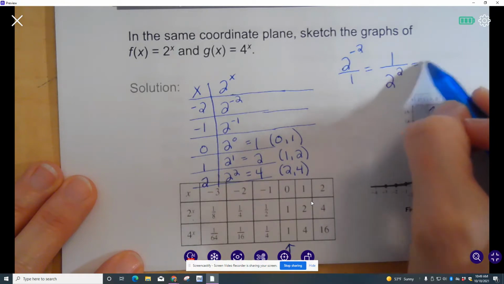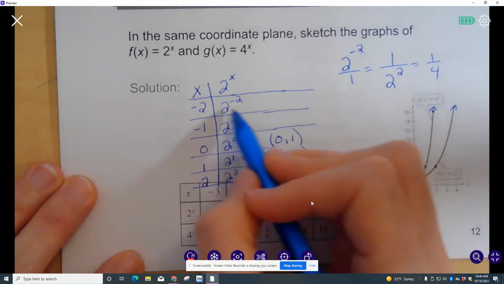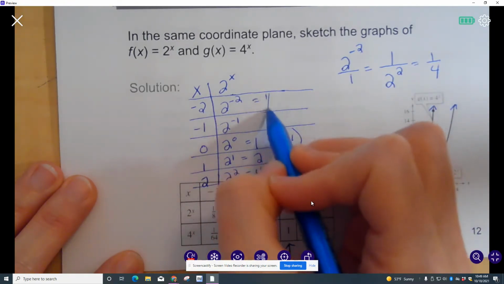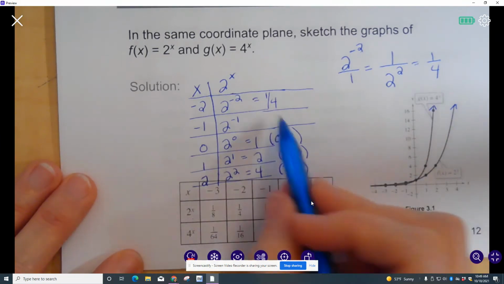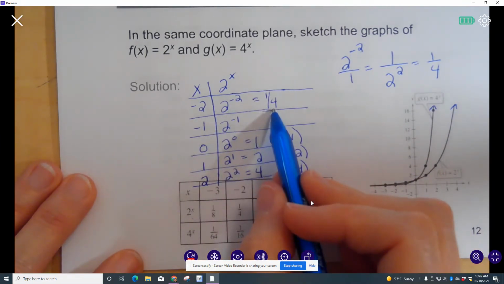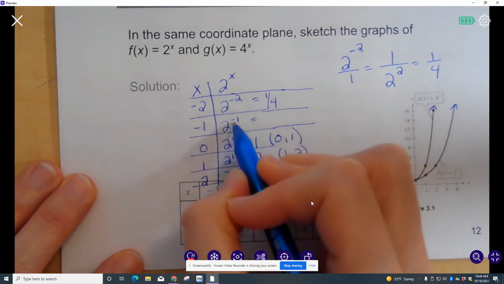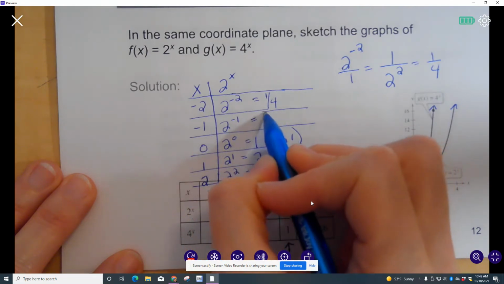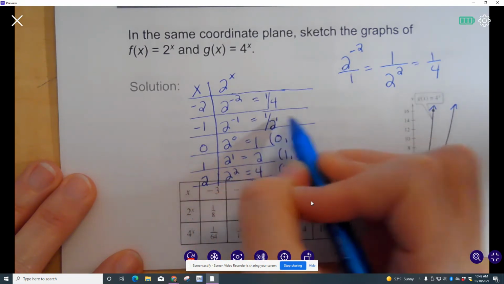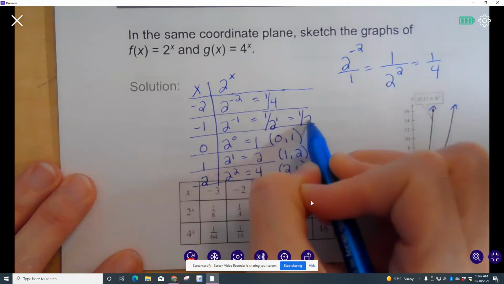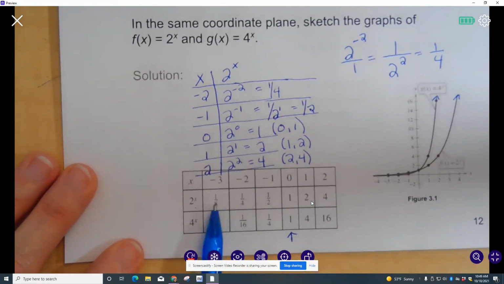So then this would be 1 over 4. So when x is -2, y is 1/4. 2 to the -1 would be 1 over 2 to the +1, which would be 1/2. So that's where these fractions are coming from. 2 to the -3 would be 1 over 2 to the 3rd, which is 1/8.